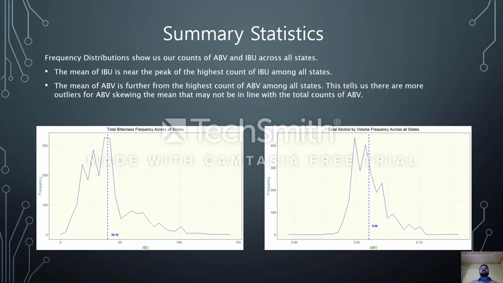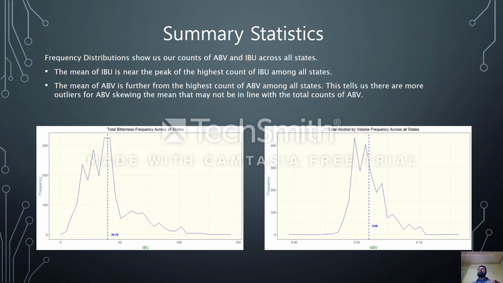The dotted line you see is the actual mean of IBU and ABV respectively. For IBU, you can see the dotted line is very close to the peak of the data. So this tells us that it's a very symmetrical distribution. For ABV, however, you can see the dotted line is to the right of the peak.